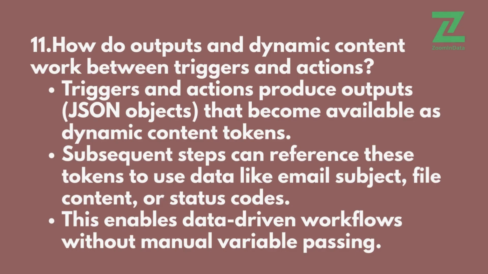How do outputs and dynamic content work between triggers and actions? Triggers and actions produce outputs, JSON objects, that become available as dynamic content tokens. Subsequent steps can reference these tokens to use data like email subject, file content, or status codes. This enables data-driven workflows without manual variable passing.